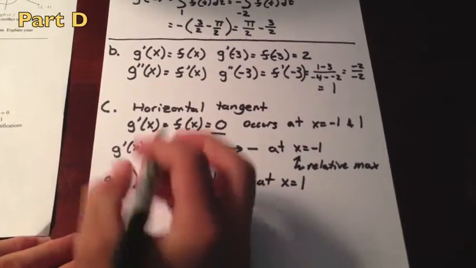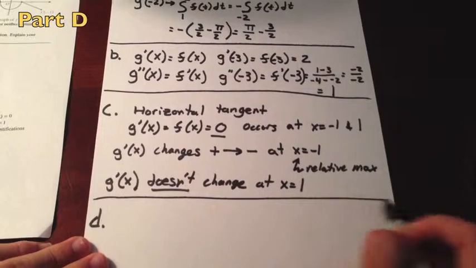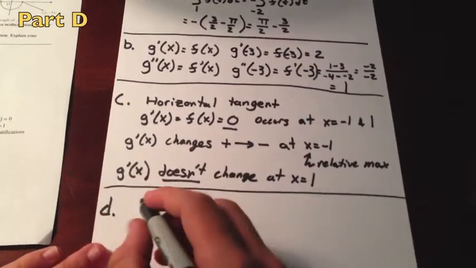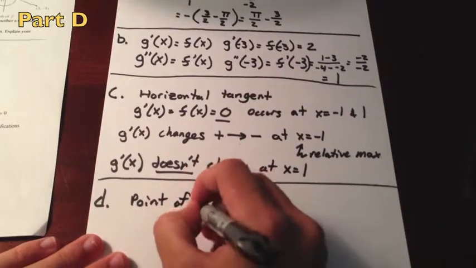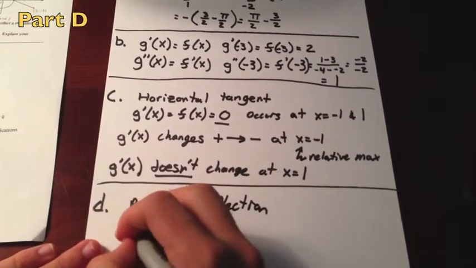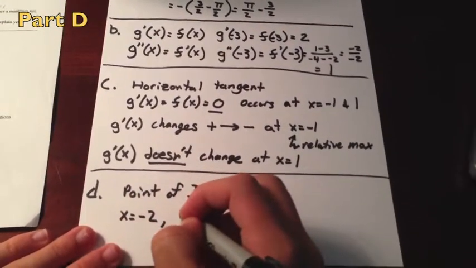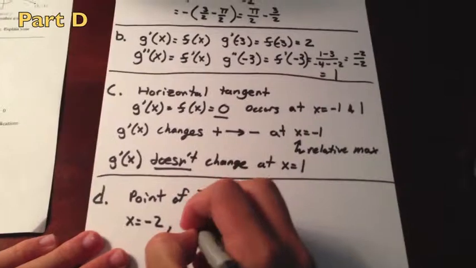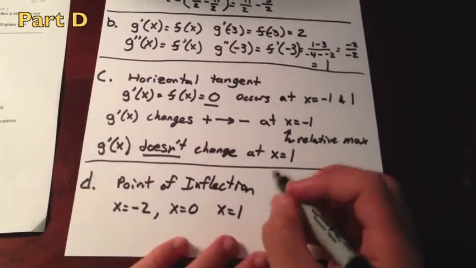Okay, so for part D, this is the final question for question 3 of the 2012 free response exam. We need to look for points of inflection from negative 4 to 3. By observing the graph, we see that there are points of inflection at negative 2, 0, and I believe, 1. So there are 3 points of inflection.